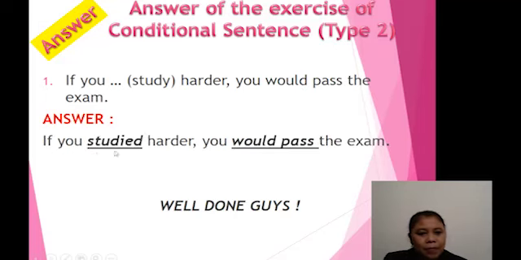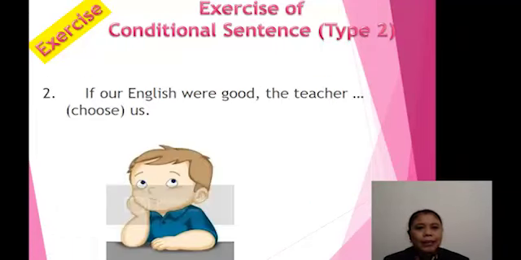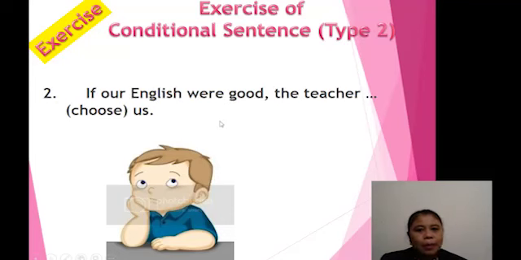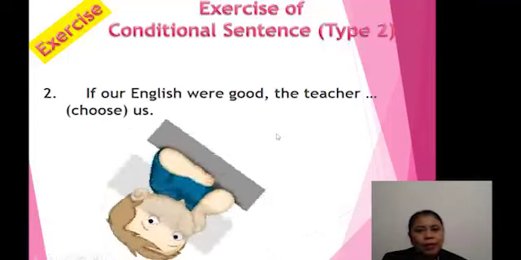The answer is, if you studied. Studied here is the second form of study. So we put ed for the past form of study. If you studied harder, you will pass the exam. Okay, now exercise number 2 of type 2 conditional sentence. If our English were good, the teacher blah blah blah choose us. I give you the time to think.